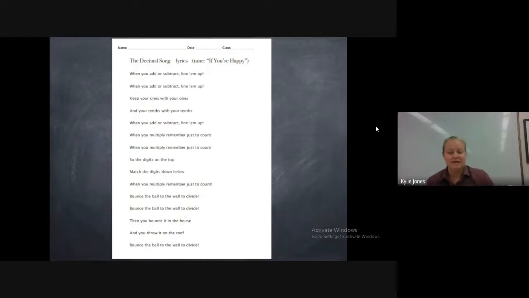Starting at the top, we got 1, 2, 3. When you add or subtract, line them up. Keep your ones with your ones and your tenths with your tenths. When you add or subtract, line them up. When you multiply, remember just to count. So the digits on the top match the digits down below. When you multiply, remember just to count. Bounce the ball to the wall to divide. Then you bounce it in the house and you throw it on the roof. Bounce the ball to the wall to divide.